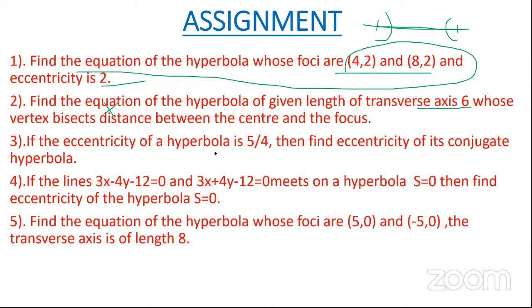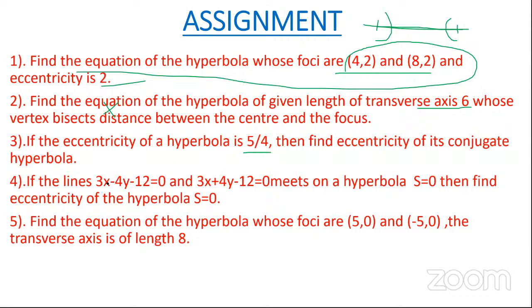Next, if the eccentricity of the hyperbola is 5 by 4, like the previous question about the eccentricity of a hyperbola and its conjugate hyperbola, then find the eccentricity of its conjugate hyperbola. Just the e value is 5 by 4, and you have to find the e1 value.